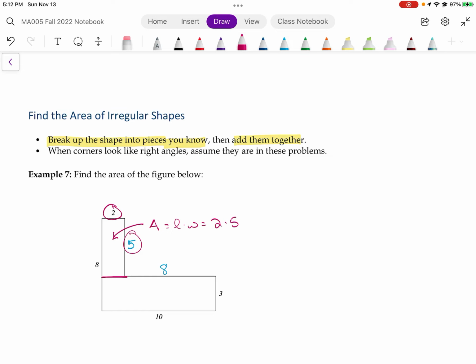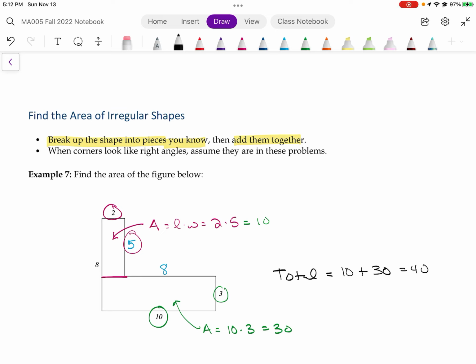All right, so what about the area of this one here? Well, we've got area equals length times width again, so the length of this big thing is 10, and the height or width is 3. So we've got 10 times 3 is 30. So this one is 10, and the other one is 30. So what is the total? The total is going to be 10 plus 30, which is 40. And there's no units, but it would be 40 square units because it's the area.